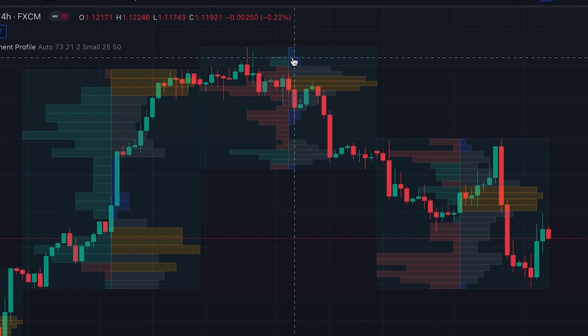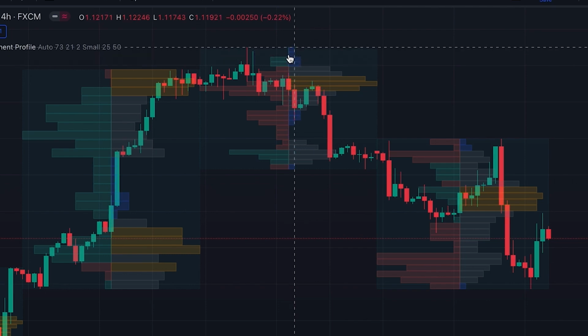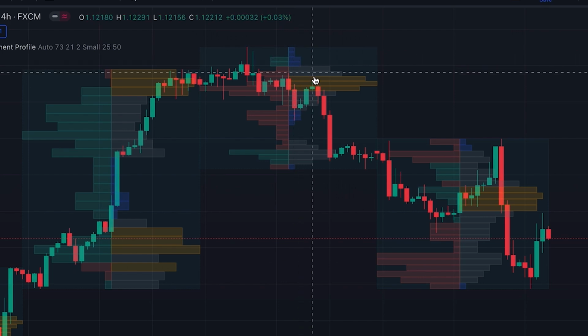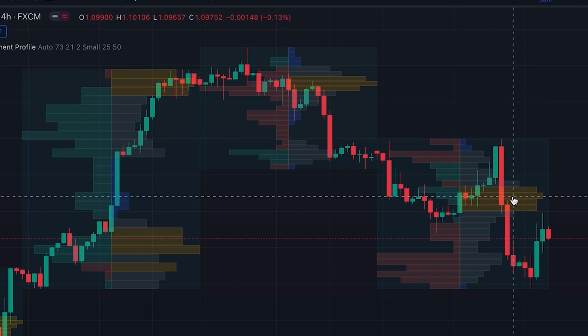This indicator helps us to identify significant price levels in the market. For example, having a low traded activity for a price level can show a supply or demand zone, which in this case is showing a supply zone for this price level. Or having a high traded activity for a price level like here or here, it can show consolidation.